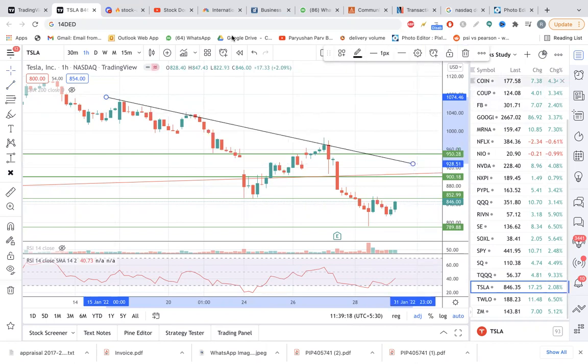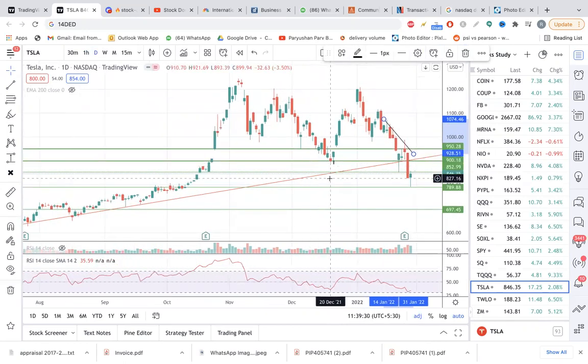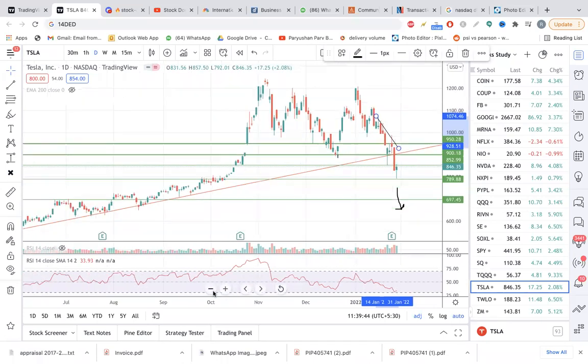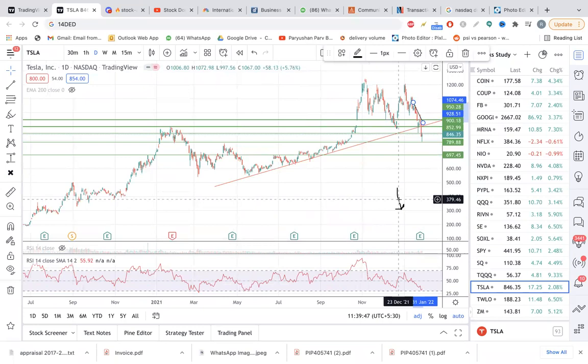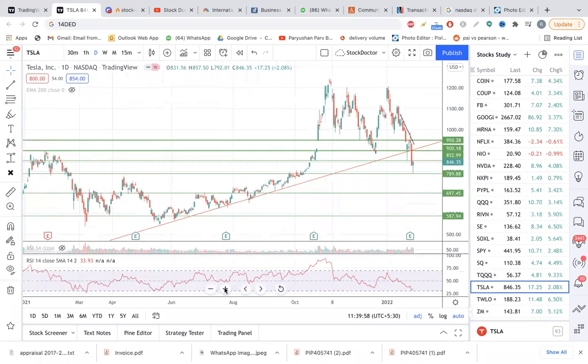Now, once Tesla starts trading below the 780 zone, then Tesla has a lot of downside targets. Very frankly, I will tell you, the first immediate target is showing around $700, and the second target is coming towards $600, right? So watch for these levels in Tesla.